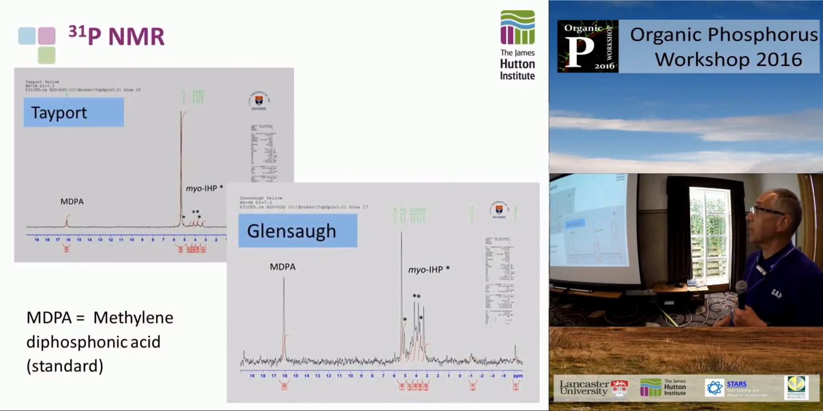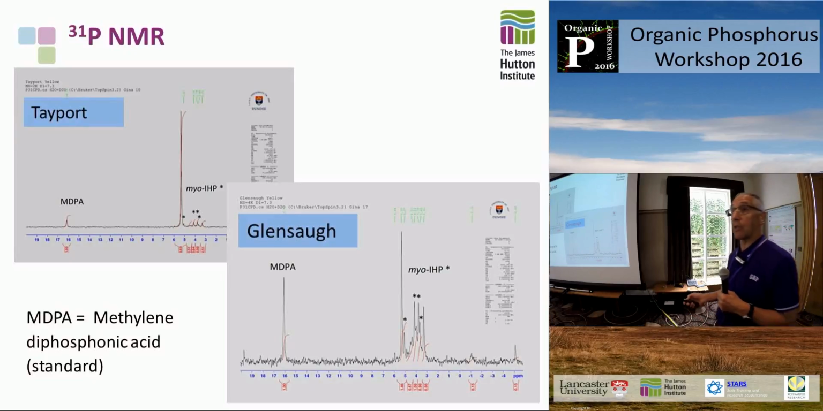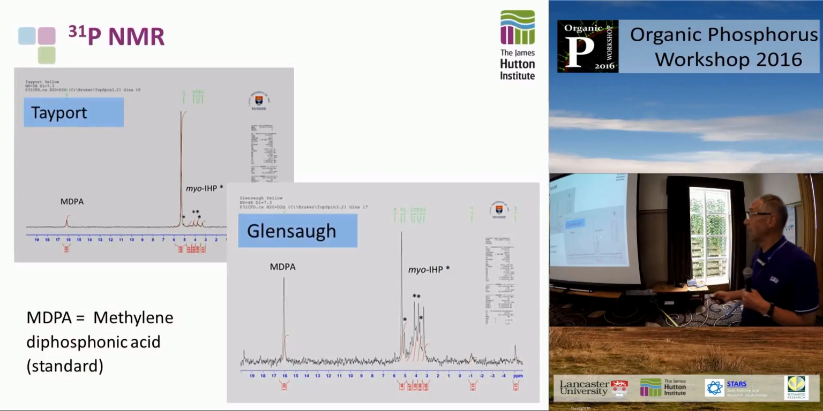Both soils show inositol hexaphosphate, and that's part of the reason these actual soils were picked. This is the Tapeworm, the arable soil. If it's blown up, you'll clearly see the inositol hexaphosphate signals indicated by the asterisks here. And the same in the Glen Sock soil, much less Pi and more inositol hexaphosphate and some other forms of phosphate here. Obviously some diester and pyrophosphate as well. And this signal here is methylene diphosphonic acid. It's used as the internal standard.